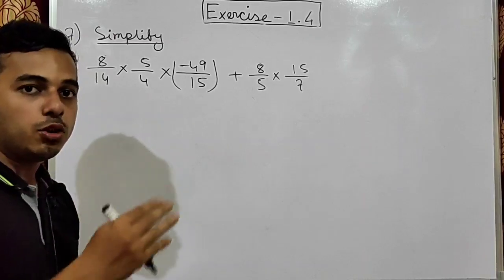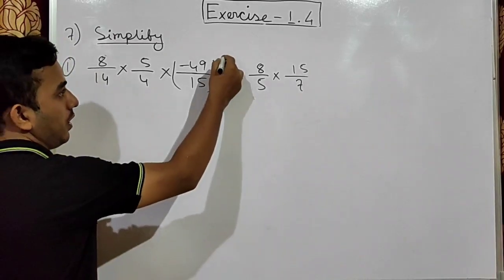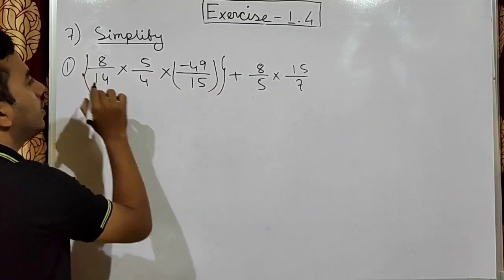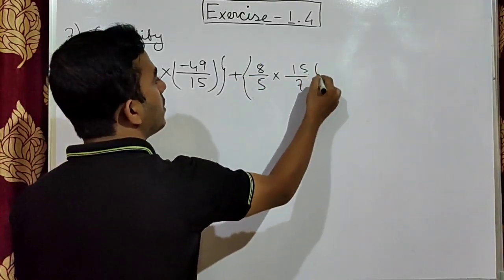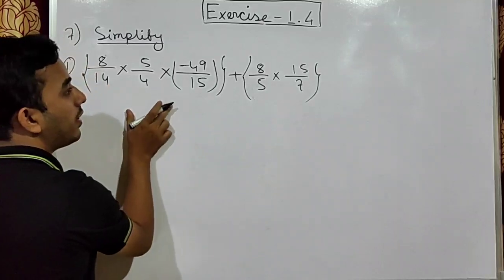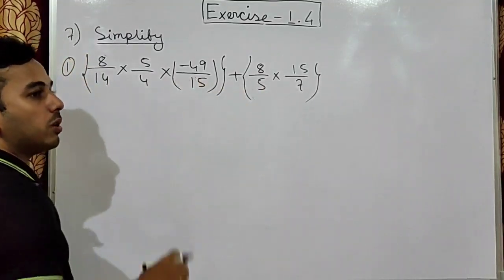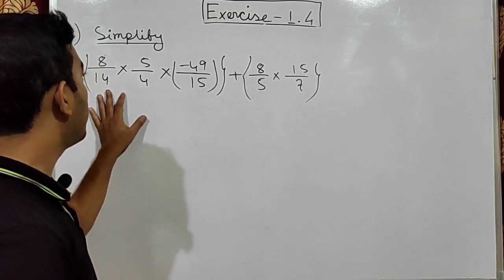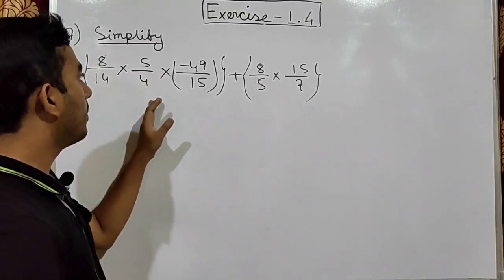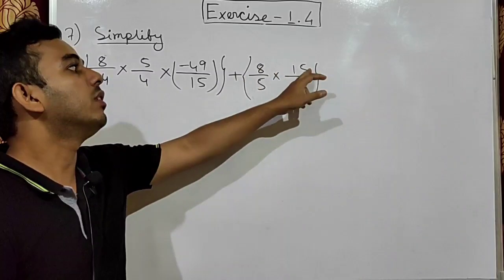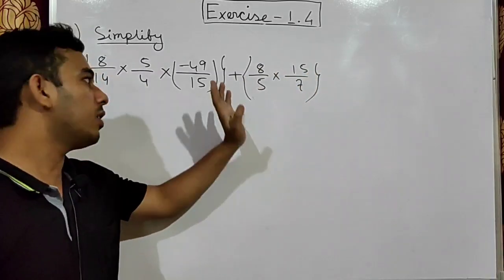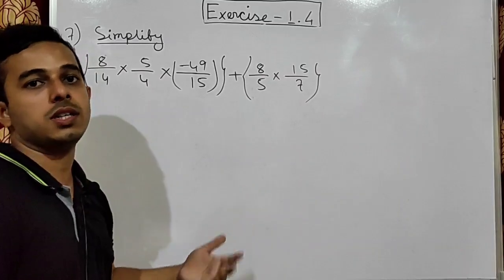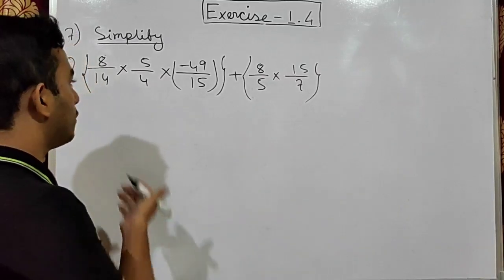So I think it will be better if you give bracket. Yeah, as it is already first bracket, so we will give here a second bracket. Here also this will separate these two terms. This is one term and this is another term. If you don't give bracket, many of you may think that first we have to multiply 8 by 14 into 5 by 4 into 49 by 5 into 15 by 7, then we will add this part. Okay, now if you give bracket, it will be better for you to understand. So now let's start solving.